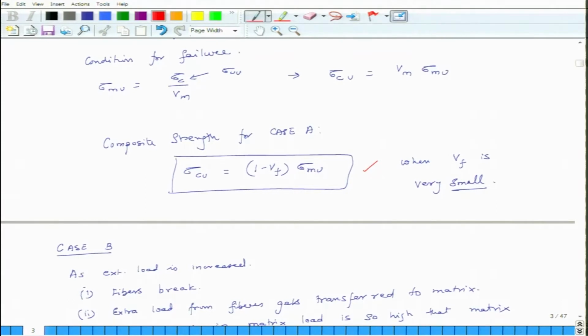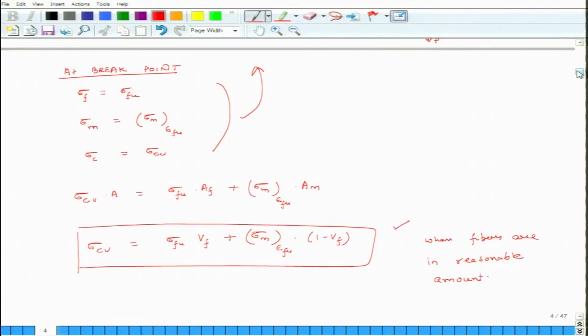So, we will extend this discussion tomorrow as well, and we will conclude our discussion for today here itself. And tomorrow we will try to understand what is the meaning of very small, how small this volume fraction of fibers should be for the composite to fail in this state, and if the fibers are reasonably large in numbers, at what level of volume fraction does this type of failure happen. So, that is what we will discuss tomorrow.